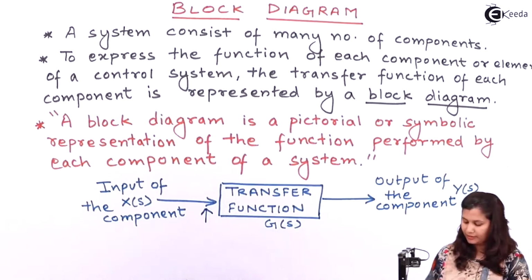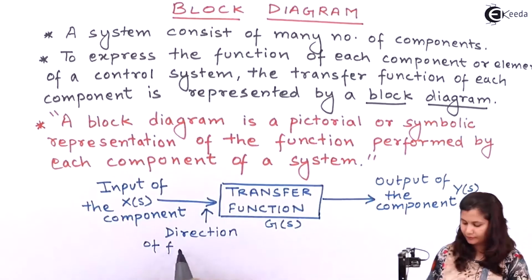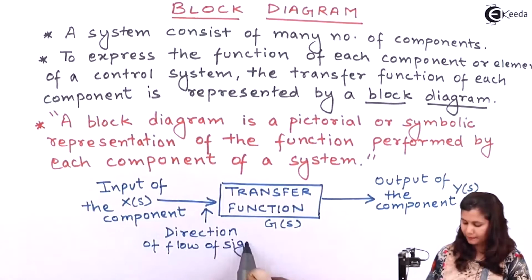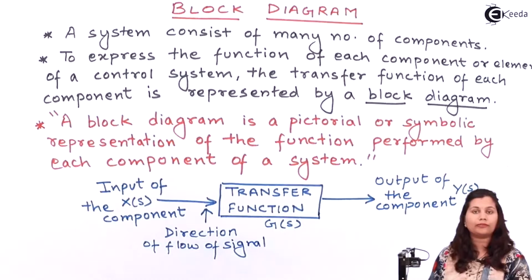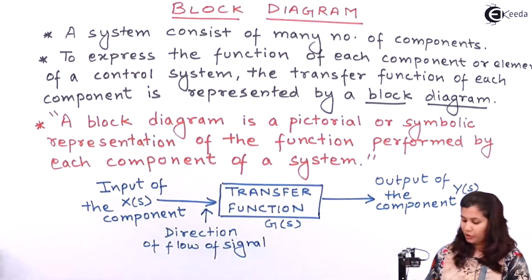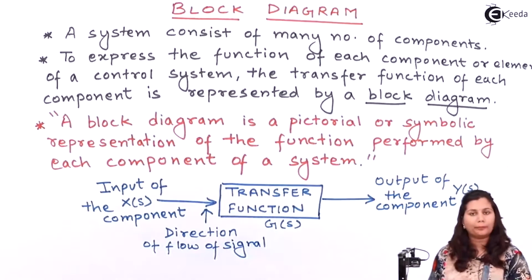So these arrows are showing the direction of flow of the signal through the component. So the arrows are defining the direction of flow of signals. So this is the block diagram of a component.